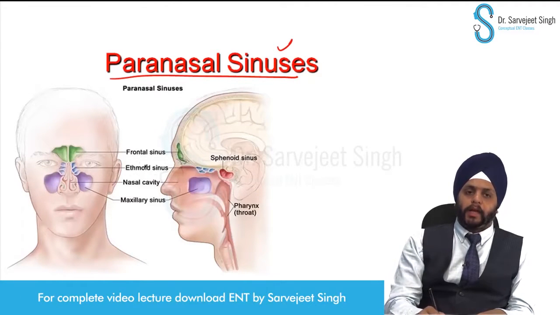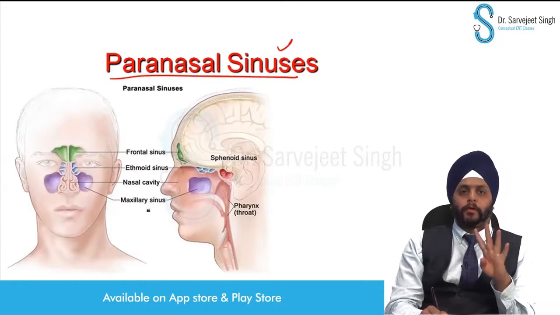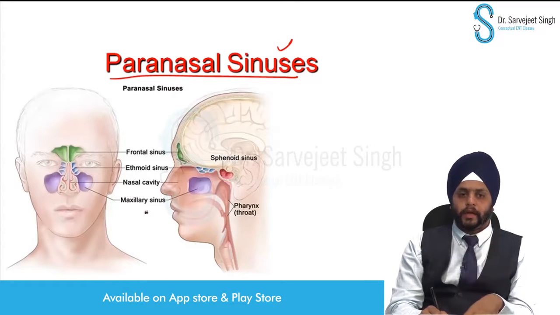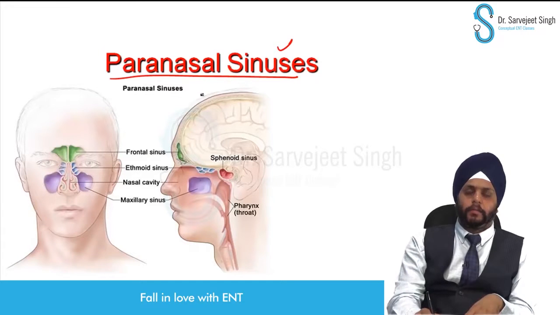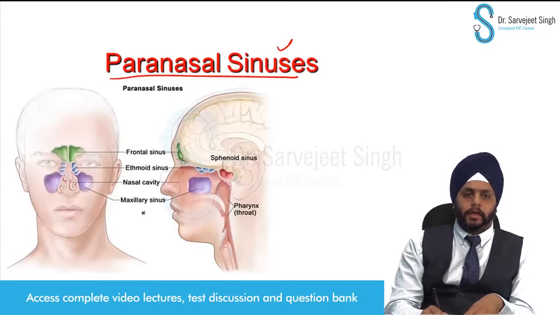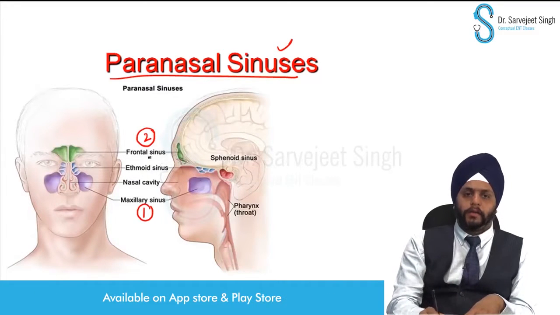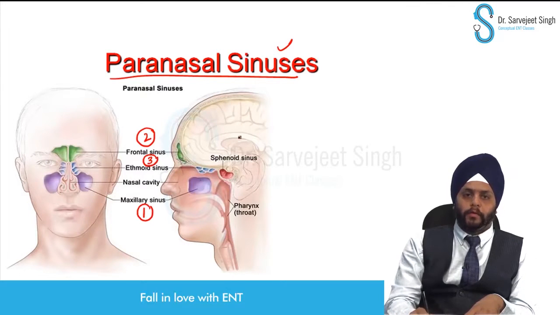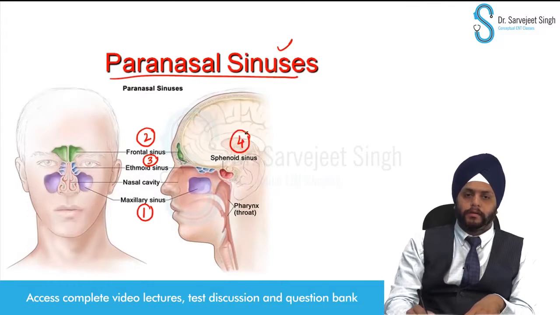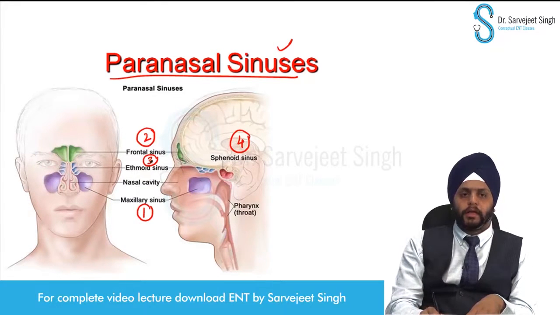So how many paranasal sinuses are there? We have 4 pairs, 4 on each side, right? So what are these 4 paranasal sinuses? As you can see, number 1, we have the maxillary sinus. Number 2, we have the frontal sinus. Number 3, we have the ethmoid sinus. And number 4, we have the sphenoid sinus, right? So we have 4 pairs of paranasal sinuses: maxillary, ethmoid, frontal and sphenoid.